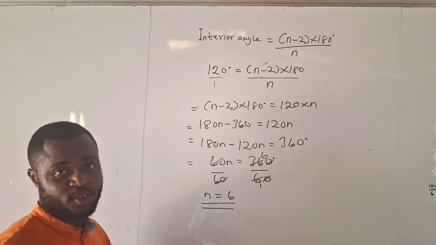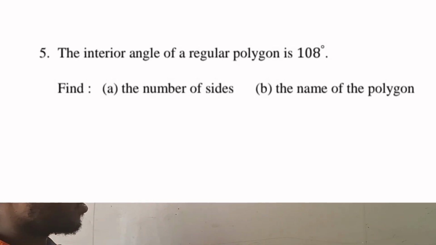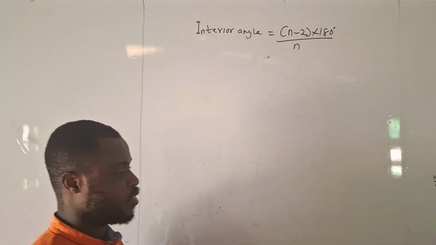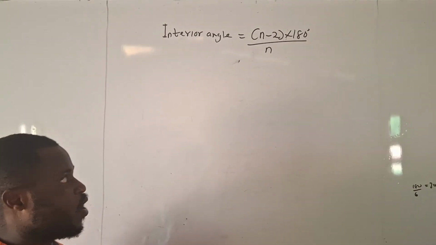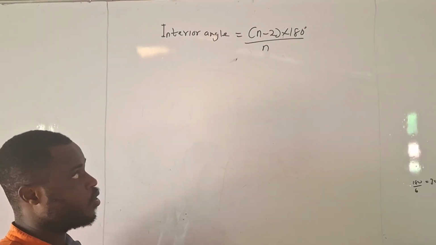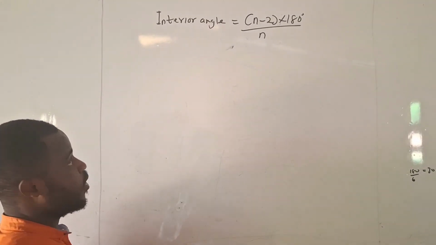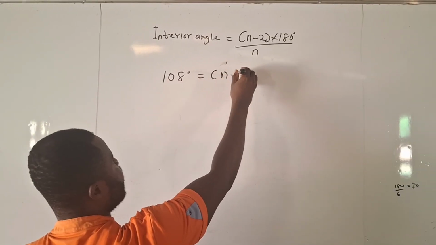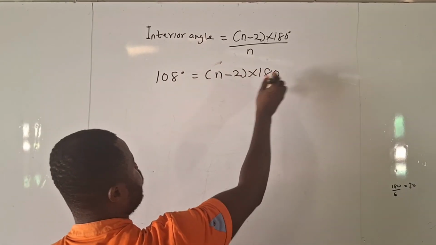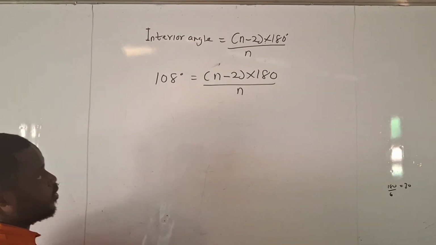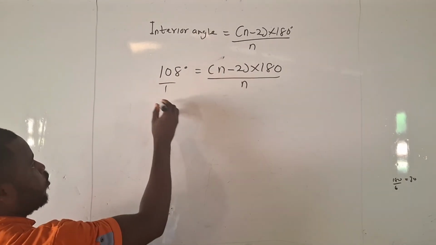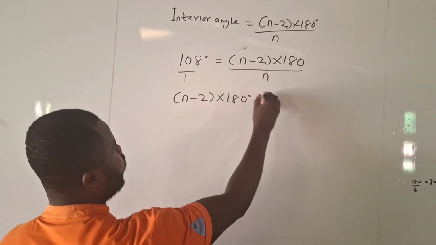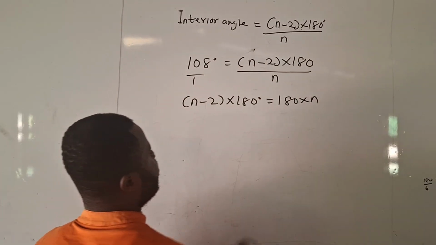So we are taking the last question. The interior angle of a regular polygon is 108 degrees. They say find the number of sides and name the polygon. After you have found the number of sides, name the polygon. We are going to use the same formula, but here the interior angle is given to us as 108 degrees. So 108 equals (n minus 2) times 180 all over n, and we cross multiply to get (n minus 2) times 180 is equal to 108 times n.